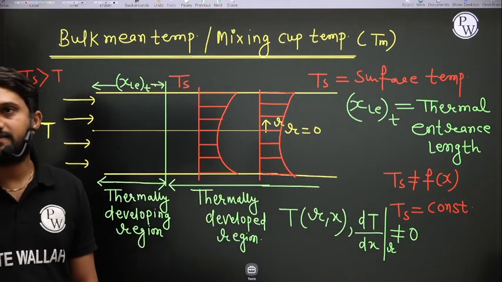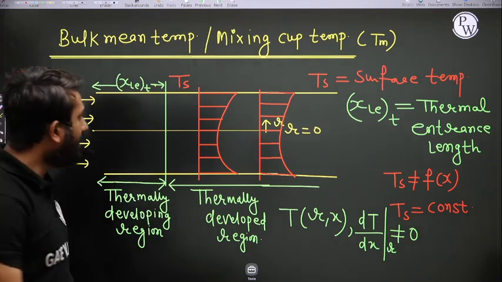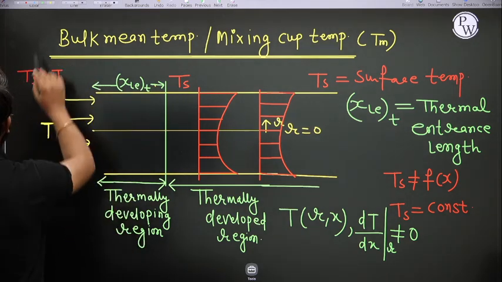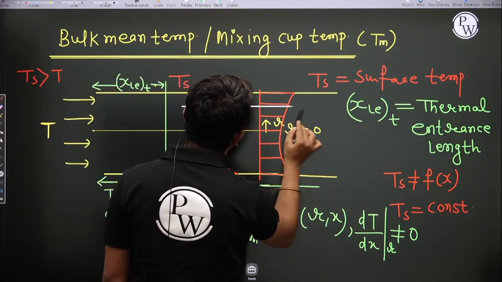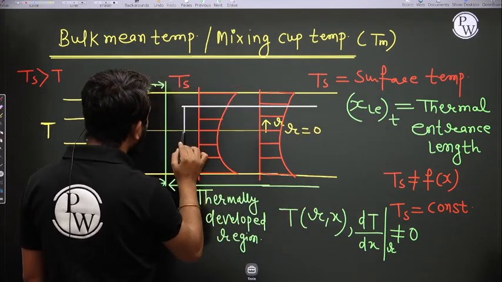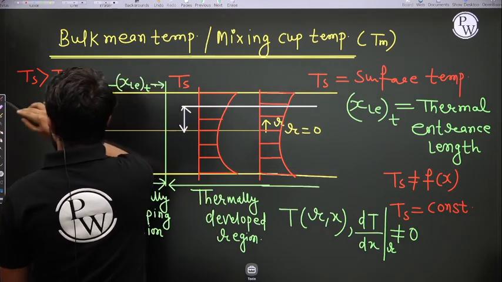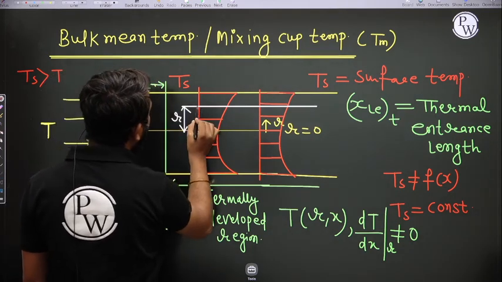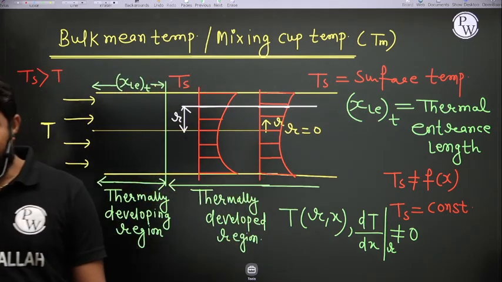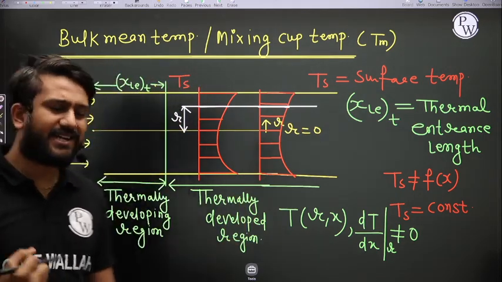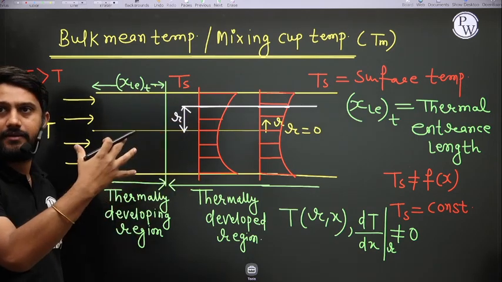dT by dx is not equal to 0, because at a particular R, the temperature is changing with respect to X. If you fix the R, the temperature is different, because that fluid is continuously heated, no? The fluid is continuously heated with X.